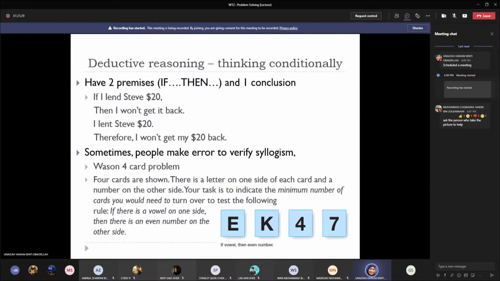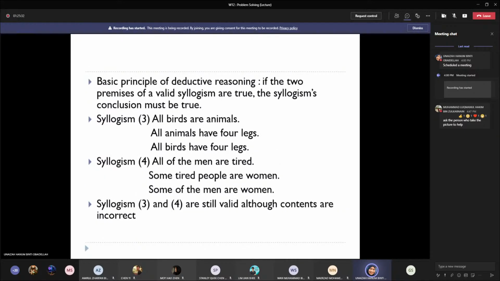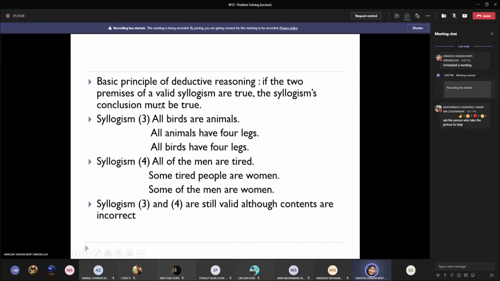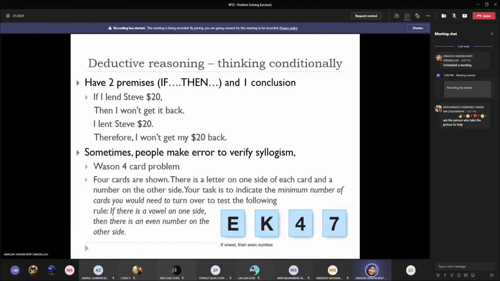But it is also useful to help us come up with conclusions. So let's look at this. Let's say we have 2 premises that lead us to this conclusion: if I lend Steve 20 ringgit, then I won't get it back. I lend Steve 20 ringgit, therefore I won't get my 20 ringgit back. So it's understood. But also, just to prove that these mistakes can happen, let us see this example.